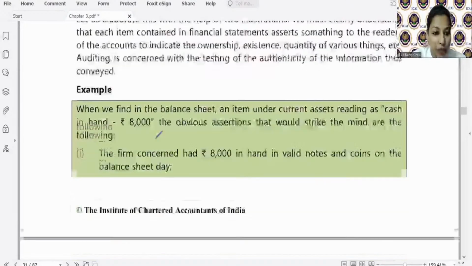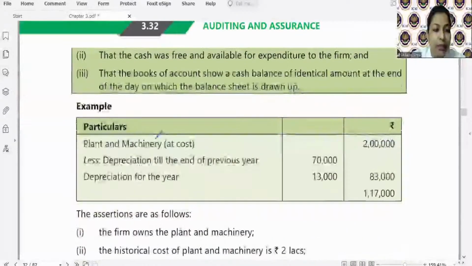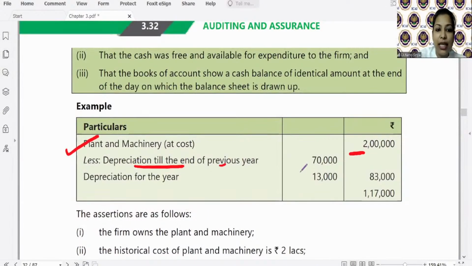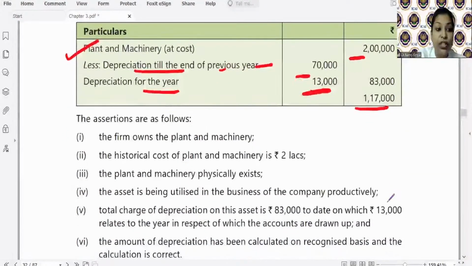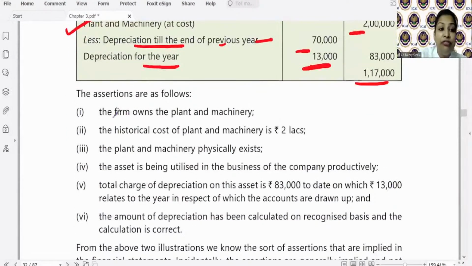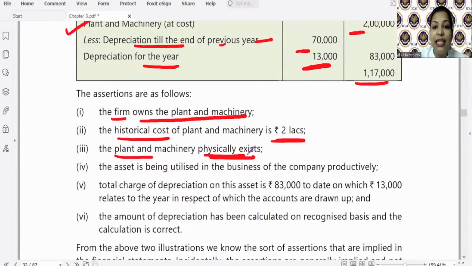ठीक है. For example, let us have a look at this example given in your module. Plant and machinery 2 lakhs है, depreciation till the end 70,000, depreciation for the year 13,000, and the balance is 1,17,000. So the assertions are: the firm owns the plant and machinery. This is implied. The historical cost is 2 lakhs. This is implied. The plant and machinery physically exists. This is implied. हाँ ये चेक करना पड़ेगा.